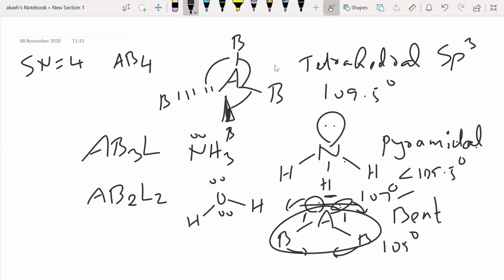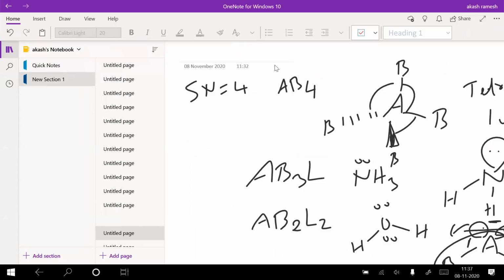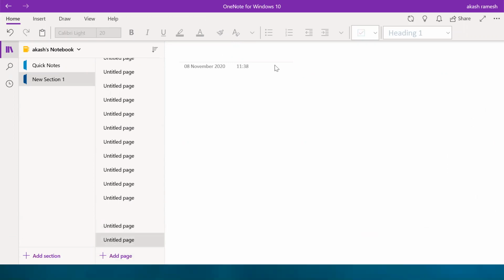Anyways, you don't have to write the bond angle, just write AB2L2. The geometry is still tetrahedral, and the shape is going to be bent shaped, and for the bond angle, you don't have to write anything. Just put a dash. So that is about steric number 4. Cool, so we'll move on to the next steric number. These 3 are the types in steric number 4. Done? Okay.